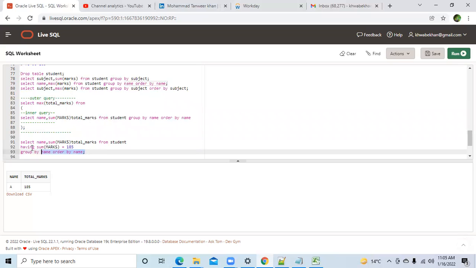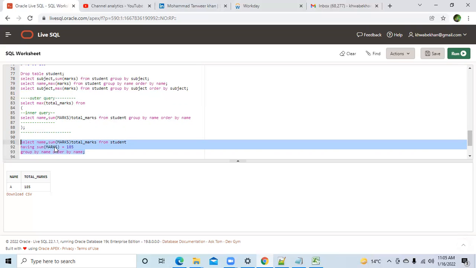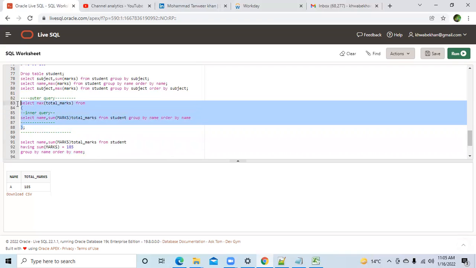Is this clear or not? Now, if you have understood this, the story is over. Instead of this 185, I repeat, instead of this 185, if I copy this entire query and write it here instead of this 185, will you get the same output or not? Because who has given this 185? This query has given it.